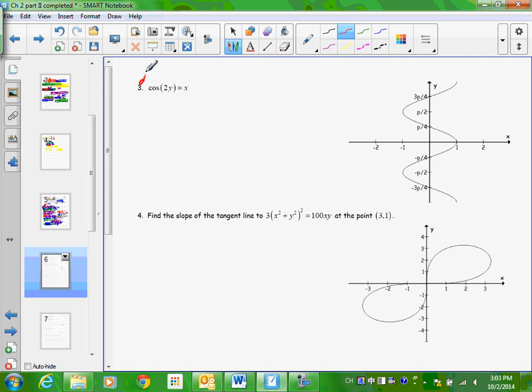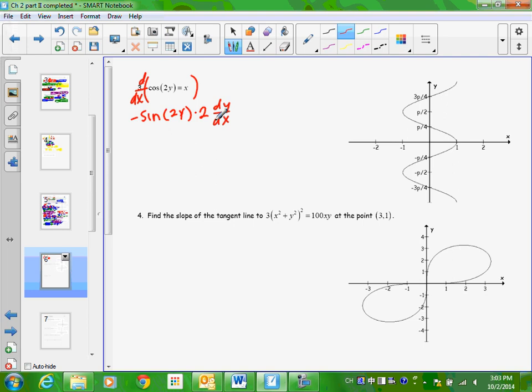Derive d over dx of both sides. So what's the derivative of cosine of 2y? Keep going, you're good. Negative sine 2y times 2 dy over dx. That's pretty close.